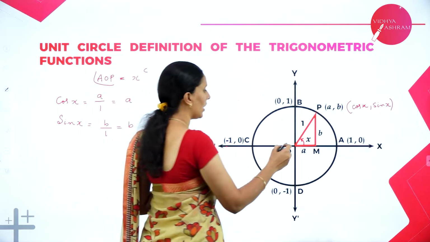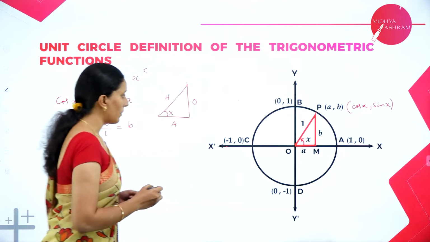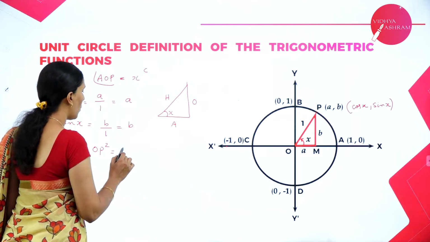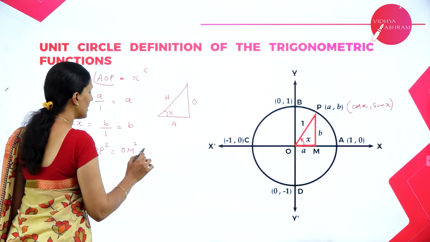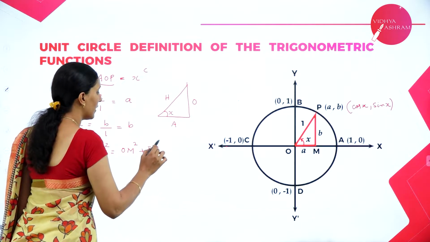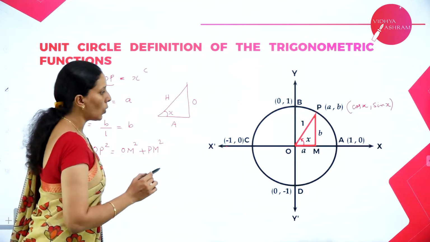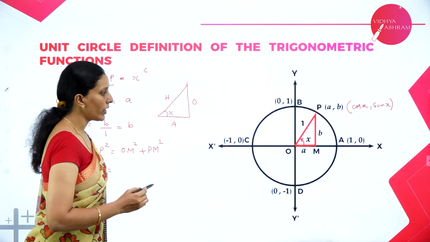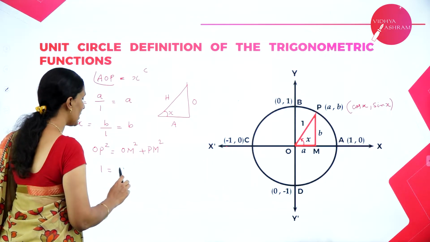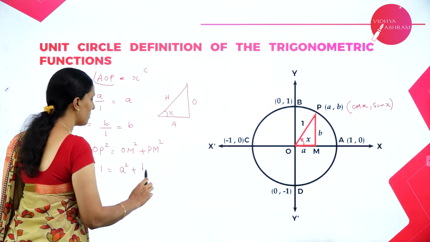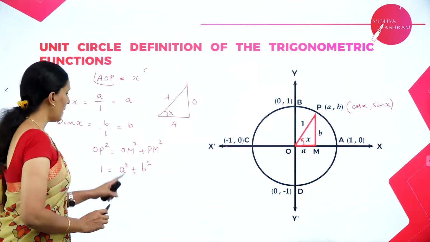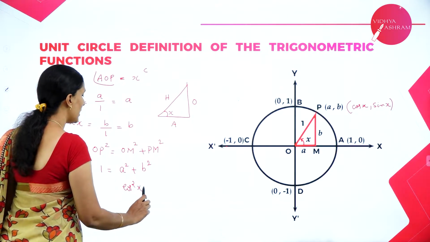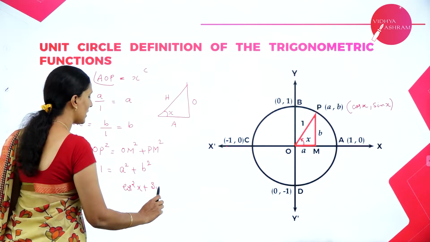Next, in triangle OMP here, we can observe that OP square is equal to OM square plus PM square. That is the Pythagoras theorem. What is OP? OP is 1. So 1 square is 1. What is OM? OM is A. So we will get A square, and here we will get PM as B, so B square. But what is A here? A is cos x and B is sin x. So therefore this can be written as cos square x plus sin square x.